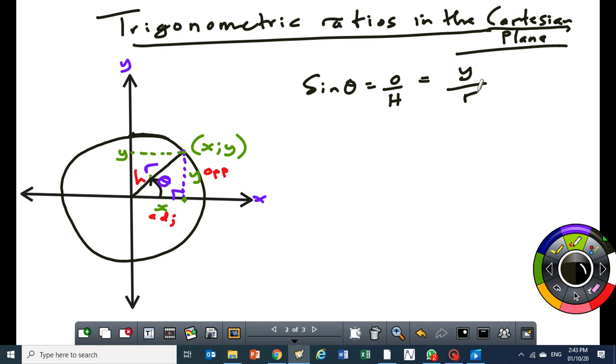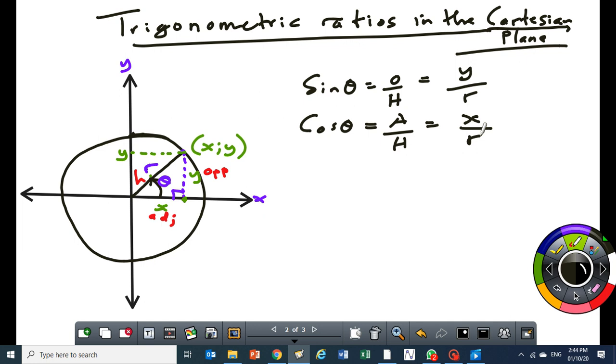Because I'm saying this is my reference angle, y is going to be my opposite side, which means the hypotenuse is going to be h. So sine theta is going to be y over h. Then cosine of theta, x is the adjacent. Okay, x is the adjacent. The hypotenuse is r. So here it's adjacent over hypotenuse, which will be x over r.